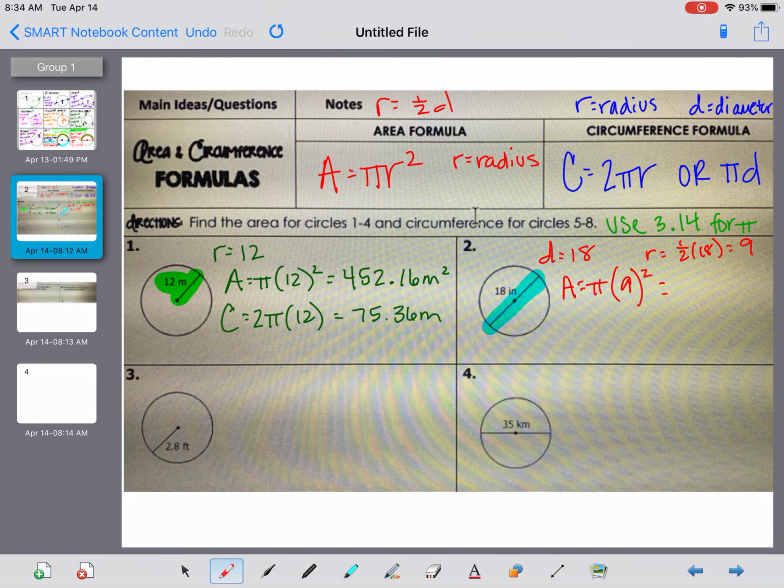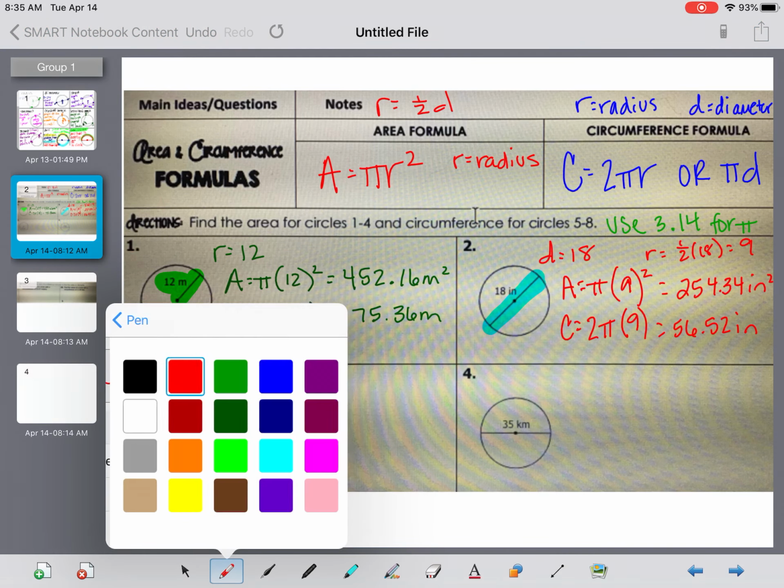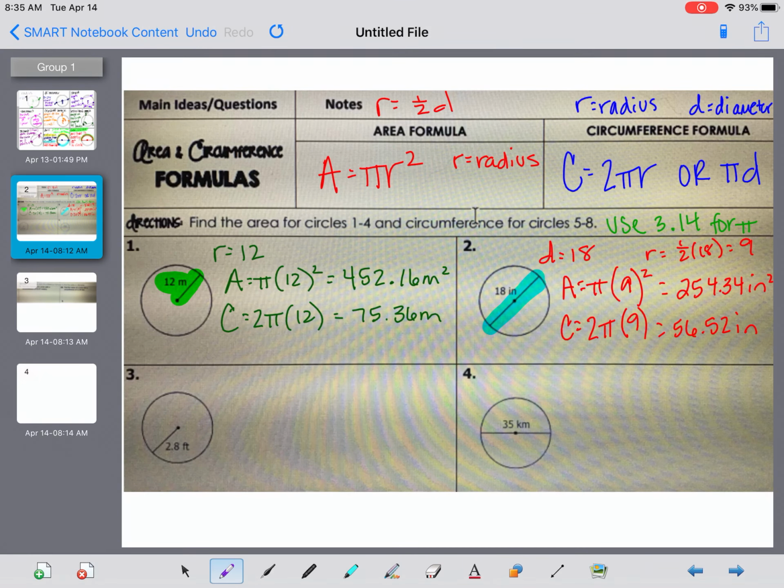So for our area is pi times r squared, and r is 9, so pi times 9 squared, and we use 3.14 for pi. And we get 254.34 square inches. All right, now for circumference, we can either use 2 pi r or pi d. So I'm going to use 2 pi r. 2 times pi times r is 9. And again, use 3.14. And you get 56.52.